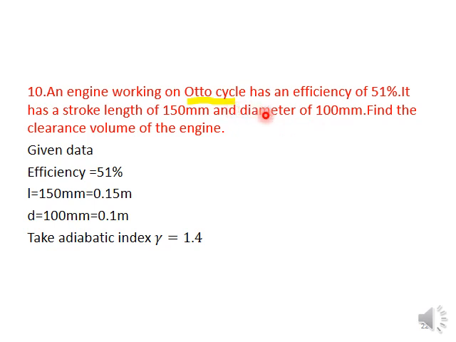So by using the L value and the D value, we can get the stroke volume. So stroke volume is equal to pi by 4 D square L. So we will get the stroke volume, and using the compression ratio and the stroke volume, we will get the clearance volume. So first write the given data, then calculate the swept volume, then calculate the R value, and after that by using R is equal to Vc plus Vs by Vc, we can get the clearance volume. So first I am calculating the R value.